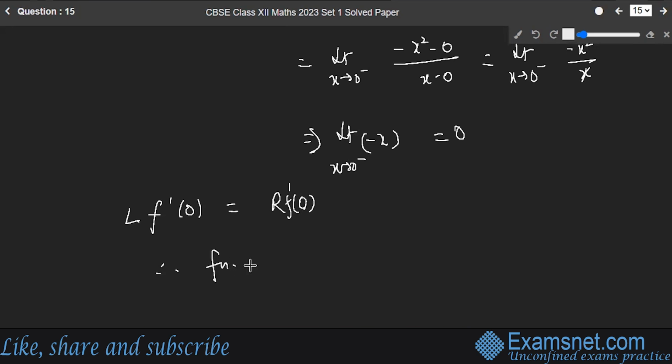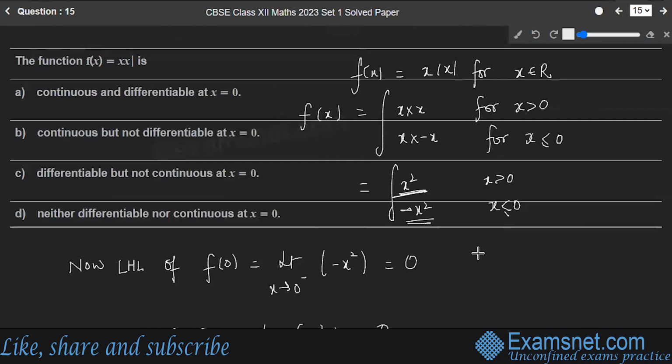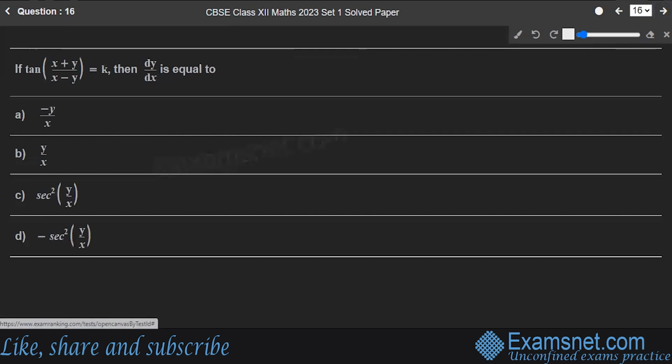Therefore, the function is differentiable since both of the values are equal. So the function is differentiable at x is equal to 0, which makes it continuous and differentiable at x is equal to 0. Both are true. Option A is the correct answer. Hope you understood this. Next, question number 16.